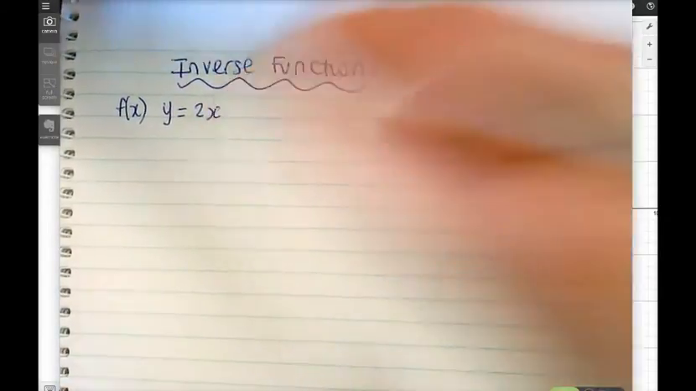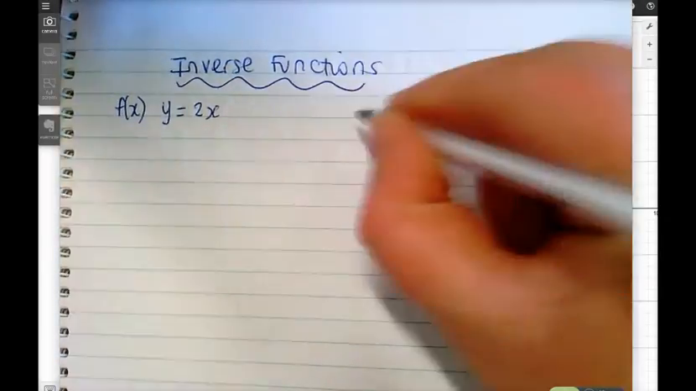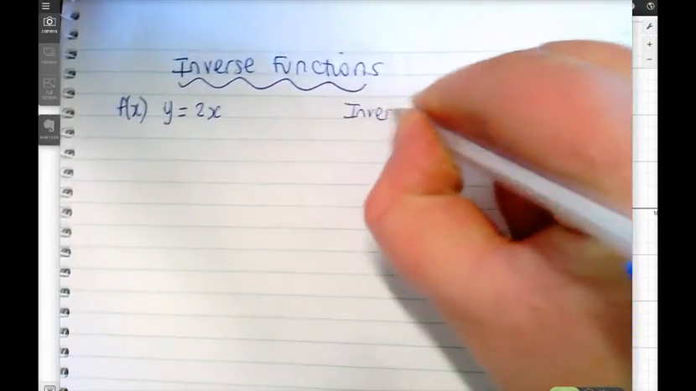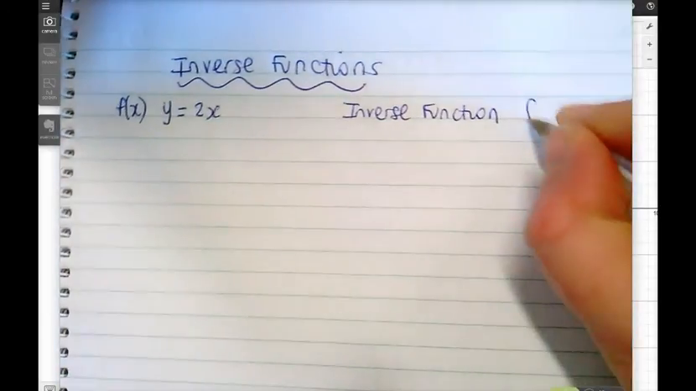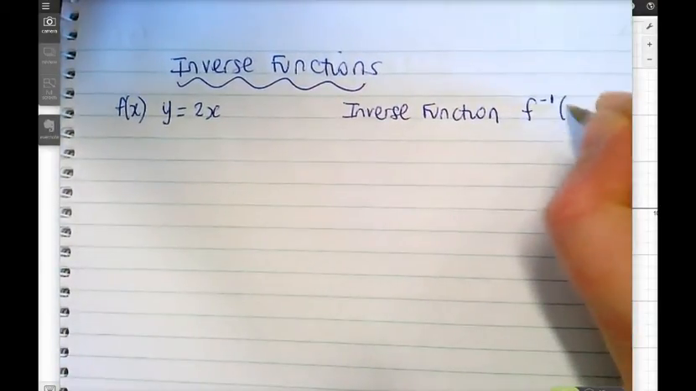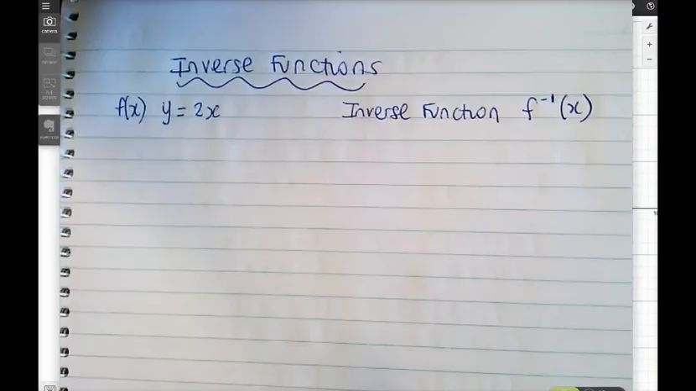Dividing. So, for example, if I've got the function, I'm going to call f of x the normal function. If I've got y equals 2x, so that's the normal function, I'm just going to show you the inverse function. The way we write the inverse function, it's got special notation. It's written as f to the -1 of x. Now, that is not 1 over the function of x. I'll show you in a minute when we graph it what it is.